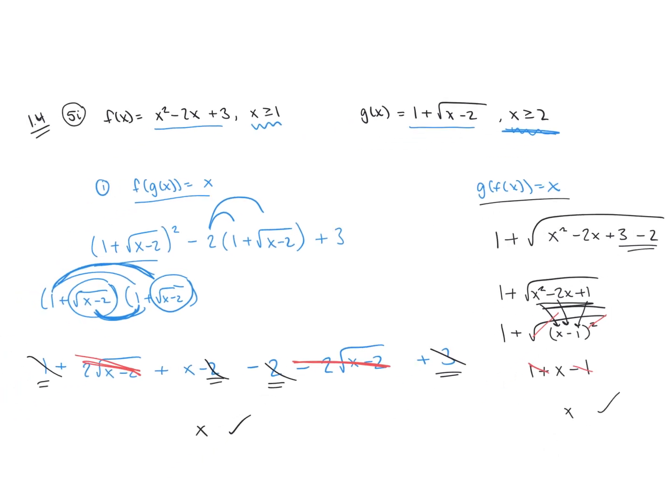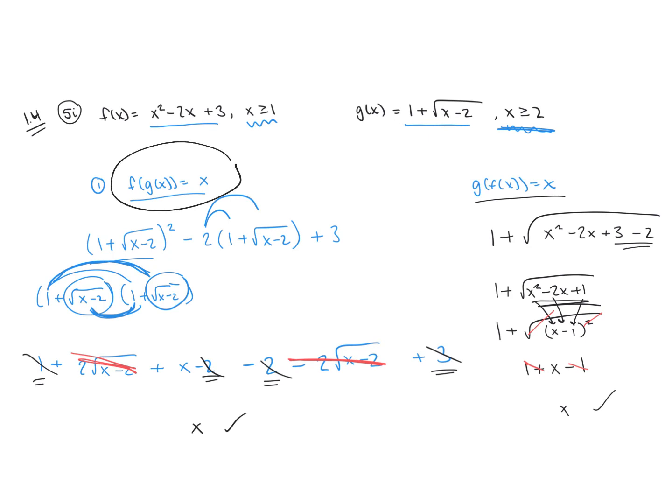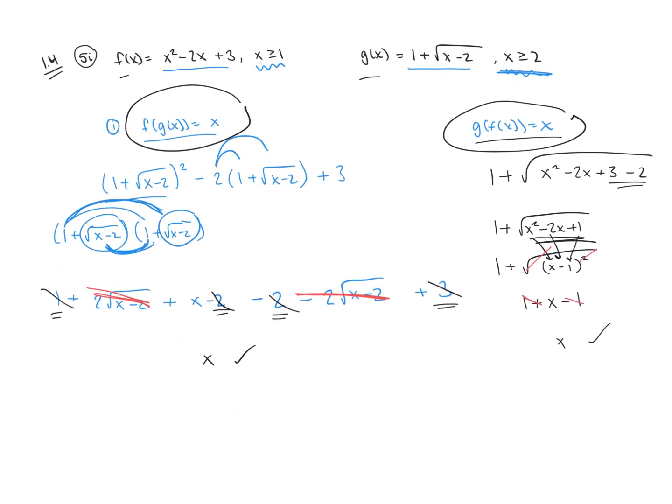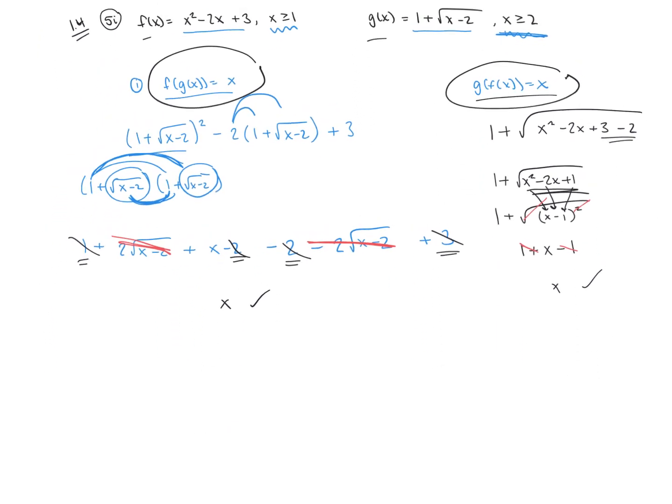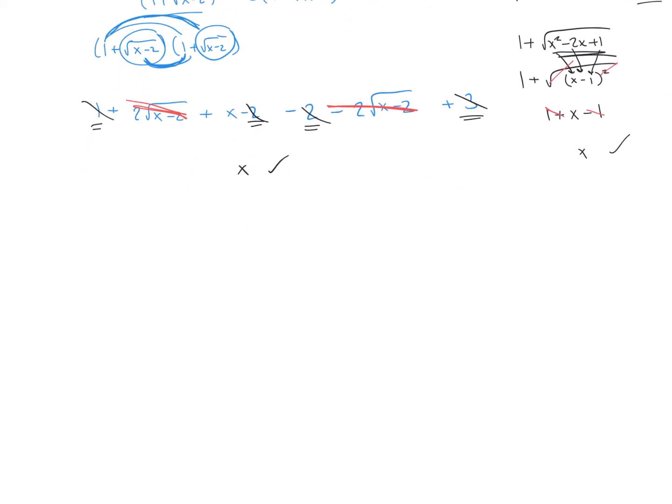So since f of g of x equals x and g of f of x equals x, f and g are each other's inverses. Okay. Now part 2, I need to sketch this graph. Oh my goodness, this is a hard problem. Sorry about that, you guys.